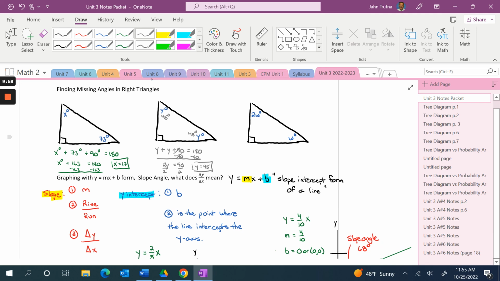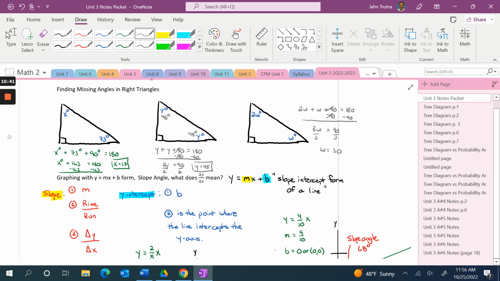Last one, same idea. The 2w angle, when I add it with the w angle and the 90-degree angle, those three angles, the three angles in a triangle, always add up to 180 degrees. So I'm going to use this equation to solve for w. Just like in the previous example, I'm going to subtract 90 from both sides. The 90s cancel out. I combine the 2w with the w, which makes 3w, and that is equal to 90. Dividing by 3, I get w equals 30.